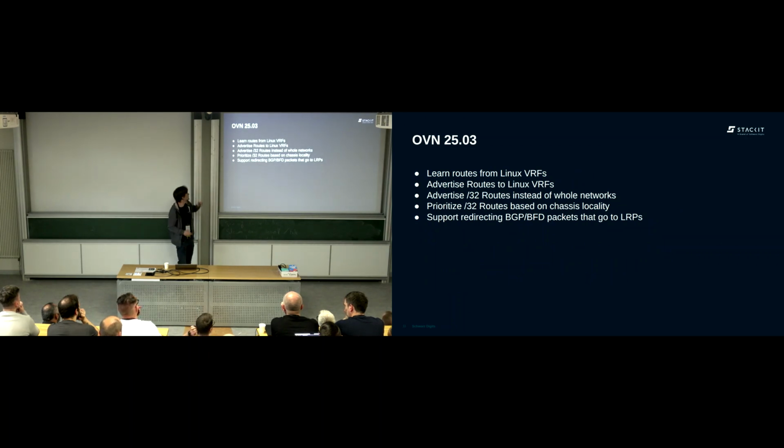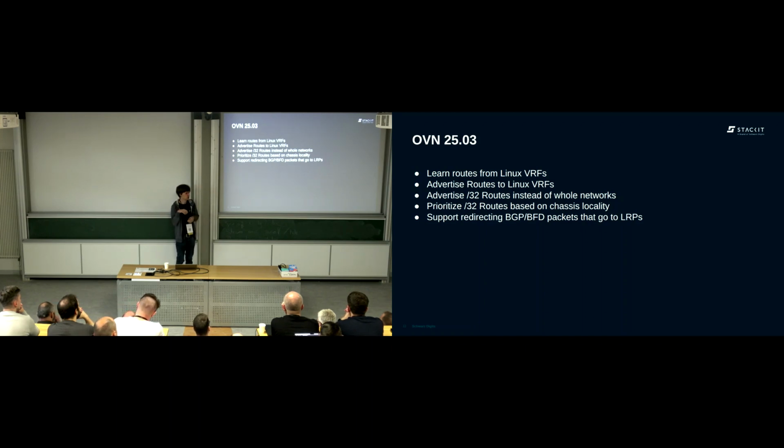So what's in this OVN release, 25.03, that includes that? We can learn routes from Linux VRFs. We can advertise routes from Linux VRFs. Either we advertise from the magic router the whole network, so we advertise the /24 from the example or something like that, or we advertise individual host routes for NAT, for the router IPs, for maybe a logical switch port you have connected, whatever else.